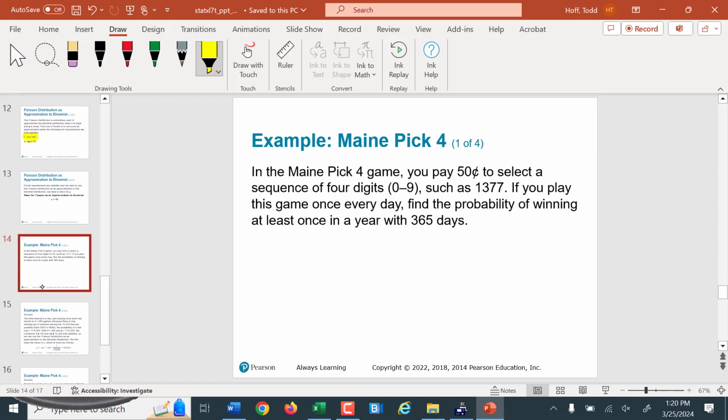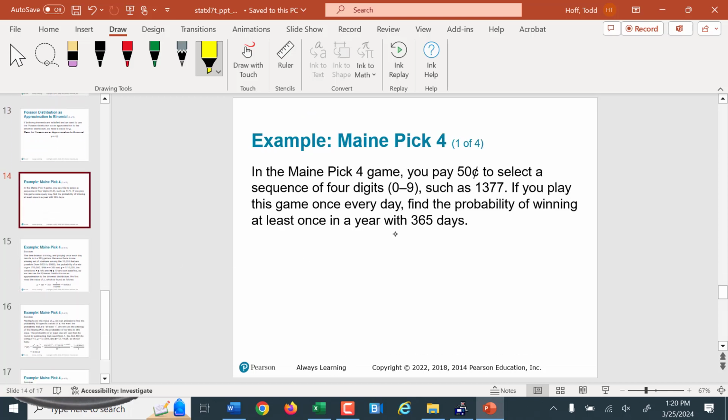It's just a formula. So in the Maine Pick 4 game, you pay 50 cents and you get to select a 4-digit number. So 4 digits, each digit has to be 0 through 9. An example would be 1377 is one possible play. If you did this every day for a year, what is the probability that you would win at least once during the year? So now remember, at least once, probability that x is greater than or equal to 1.